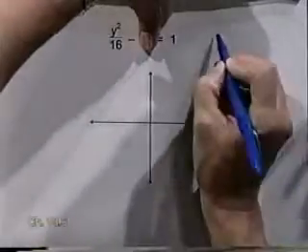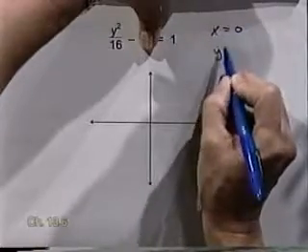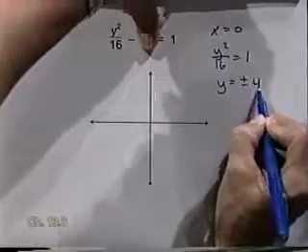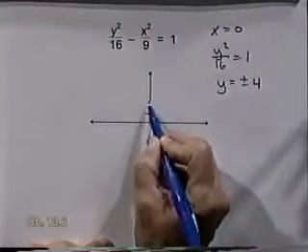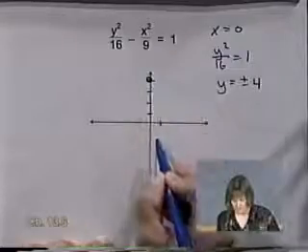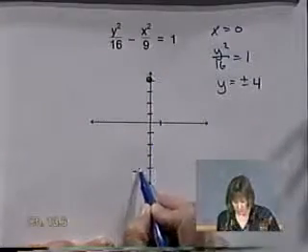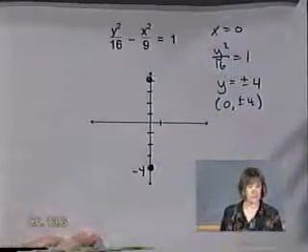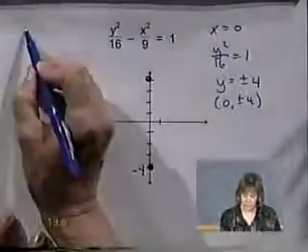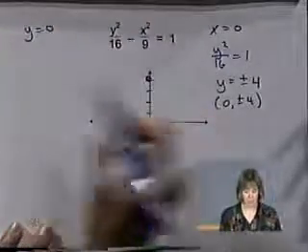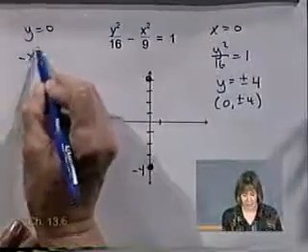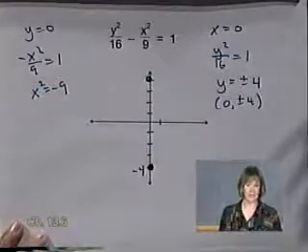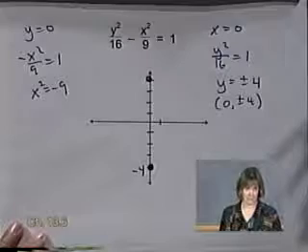Notice, if you let x be 0 here, you get y squared over 16 is 1, or y is plus or minus 4. 1, 2, 3, 4. So that gives me 0, plus or minus 4, or 2 points. Now notice, if you let y be 0, you have a problem here, because you get minus x squared over 9 equals 1, or x squared equals negative 9. Could that happen? No, it cannot happen.